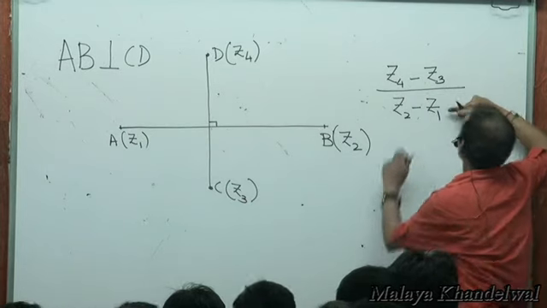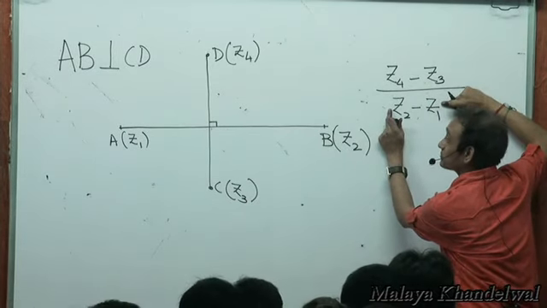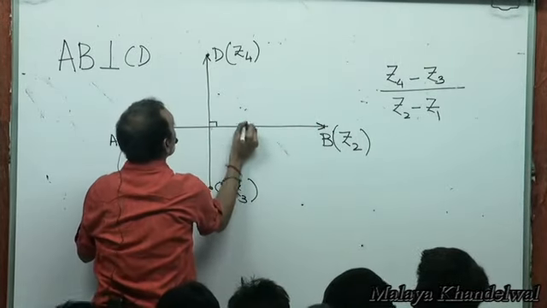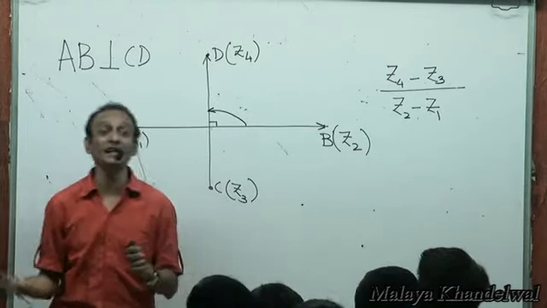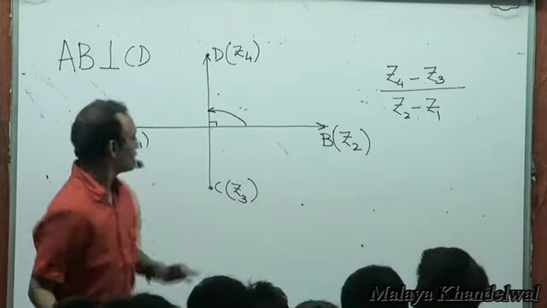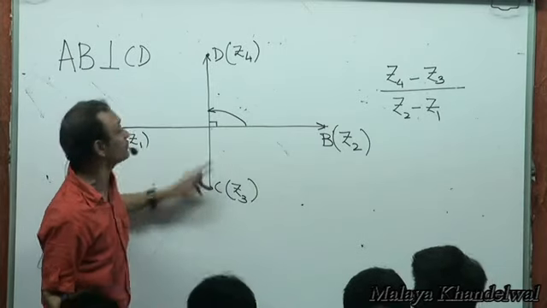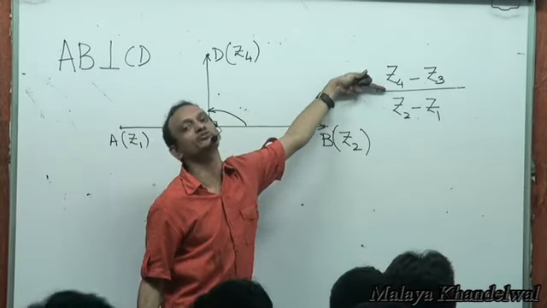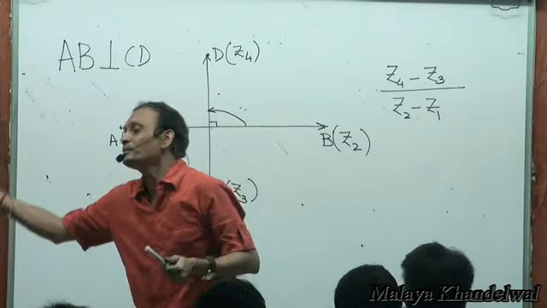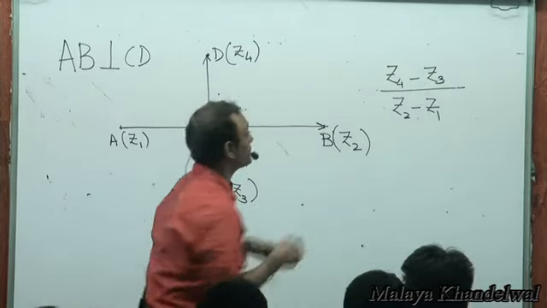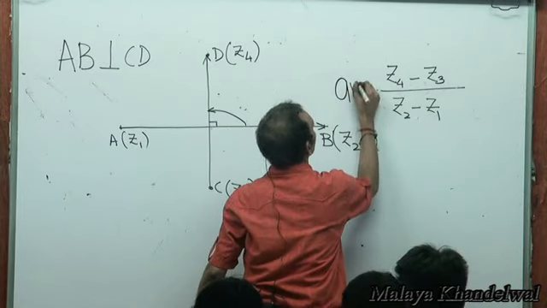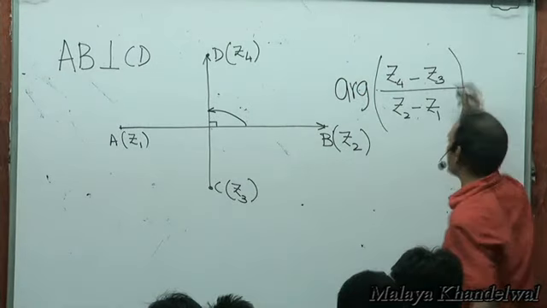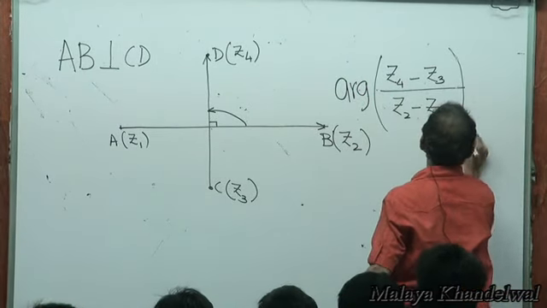Now, the amount by which you must rotate the denominator vector so that it coincides with the numerator vector could either be plus 90 or minus 90 depending on their relative orientations. Because see, C for example could have been here, D could have been here. Then it would have been minus 90. That means the argument of this complex number, which is the amount by which you must rotate the denominator vector so that it coincides with the numerator vector, would be plus minus pi by 2.